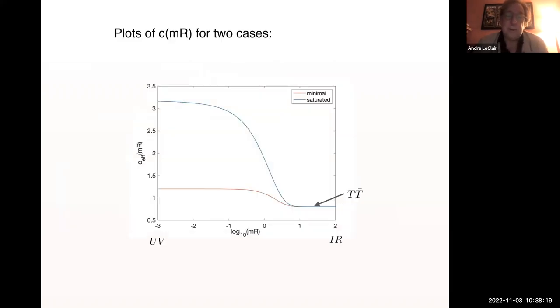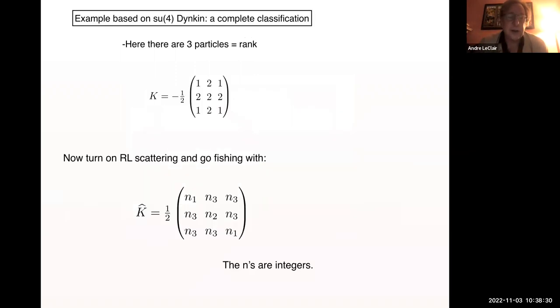This is a typical flow. I've reversed left to right here. So you see you're flowing to the infrared, you arrive at the same direction, but you're starting from 2 different ultraviolet central charges. Okay.